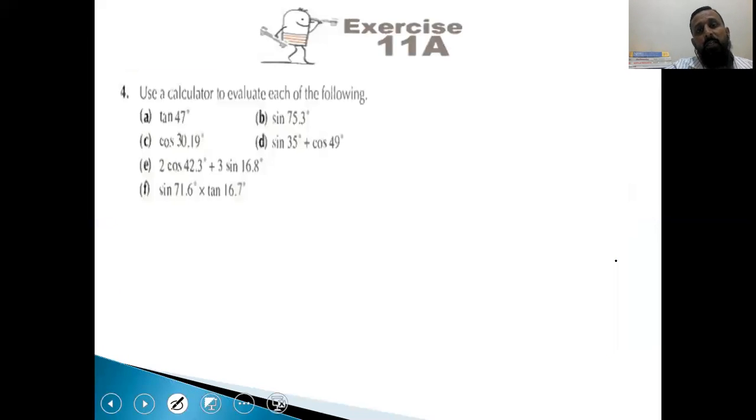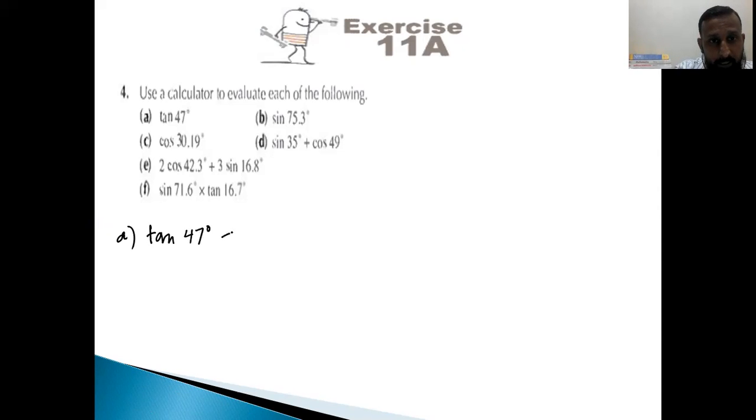All right, dear students, today we will be learning how to use the calculator in finding the unknowns. First of all, we need to learn how to evaluate the values of angles by applying these trigonometrical functions. So the first one is tangent 47 degrees. Part A is tan 47 degrees.